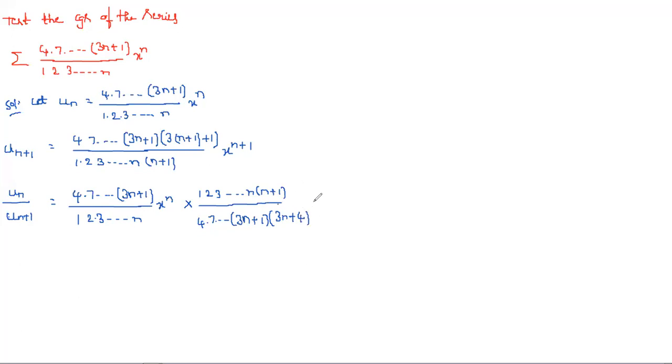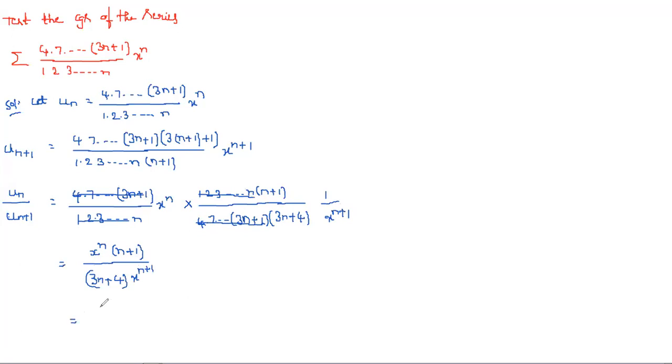And here it is having x power n plus 1, so 1 by x power n plus 1. Here if we observe 1, 2, 3 and so on up to the nth term, and this is also 3n plus 1, and up to this one cancels. And what about the remaining? Here it is having x power n into n plus 1 by, and here it is having 3n plus 4 into x power n plus 1.